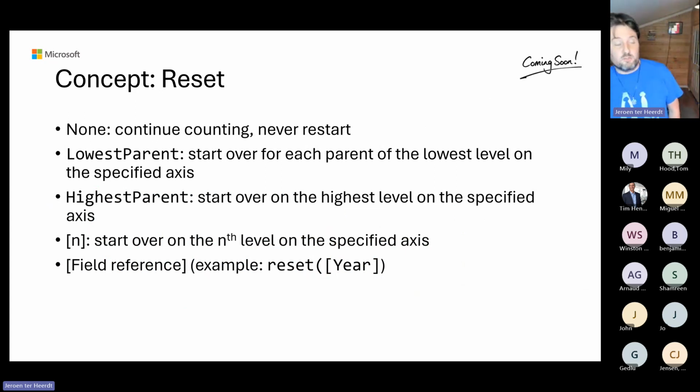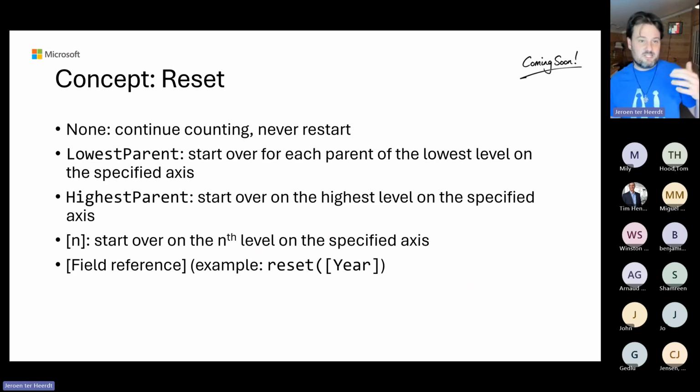So then you combine that with reset, where by default, it's never restarting. You can say restart on a certain field, to say restart on every year, or reset on lowest parent or highest parent, which basically means whenever my parent changes values, my immediate parent or my ancestor, however high up that is, whenever that changes, I want to reset. Or you can even say, I want to reset on the nth level above me. So I don't want to restart on my parent, but on my grandparent. So that would be a reset of 2.